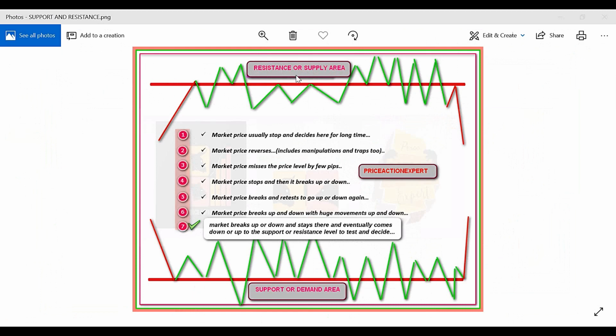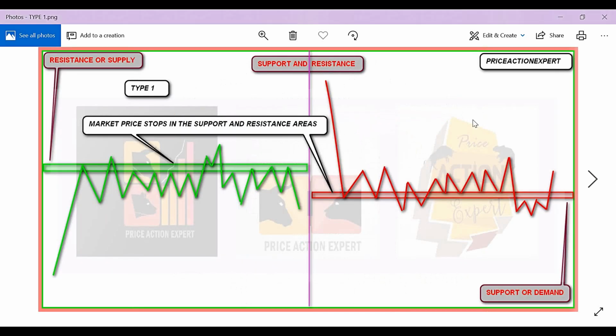This is the resistance or supply area. This is the support or demand area, for example. There are 7 types, and let's see them one by one. The first one is: market price usually stops and decides here for a long time. This is type 1, what you are seeing on the screen.